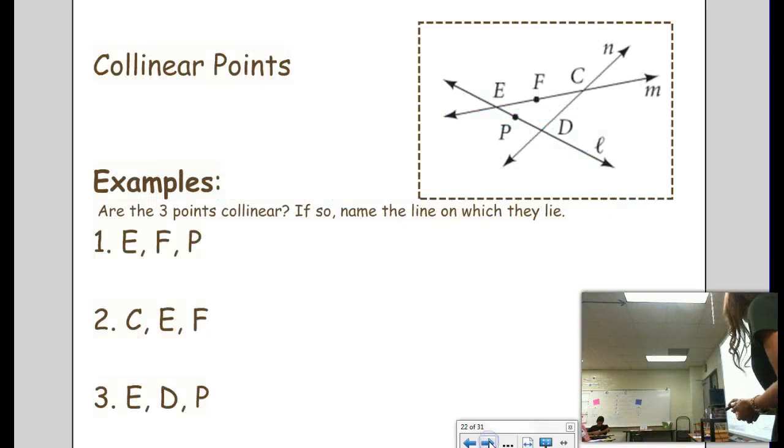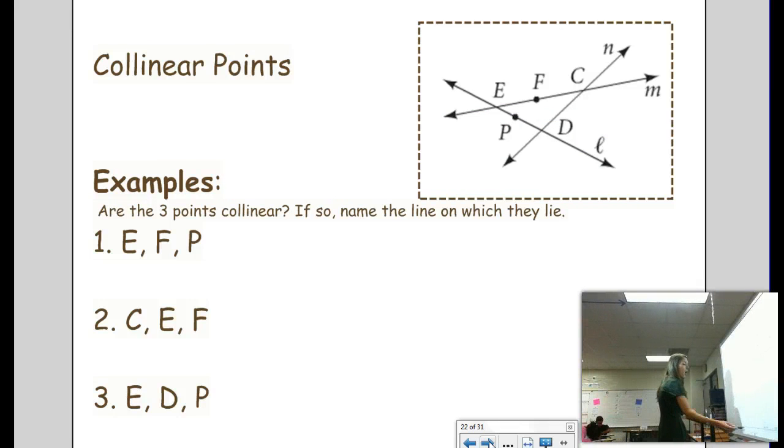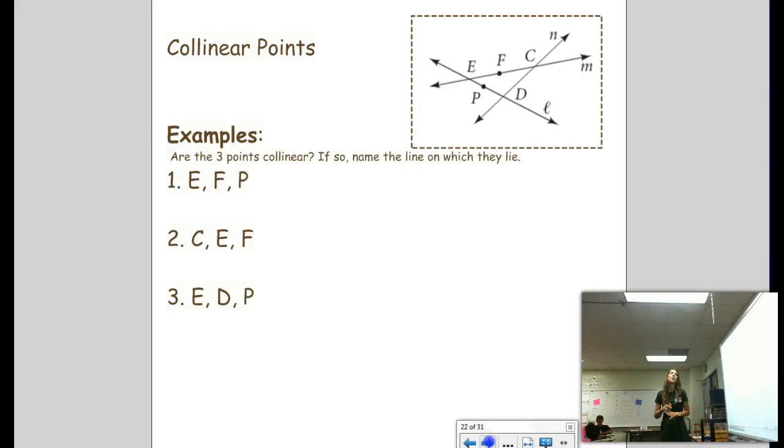Okay. Do you have this picture in your notes? You see it? All right. So all we have to do now is answer, are the 3 points collinear? And if they are collinear, we just name what line they're on.